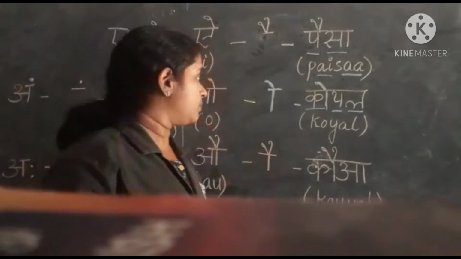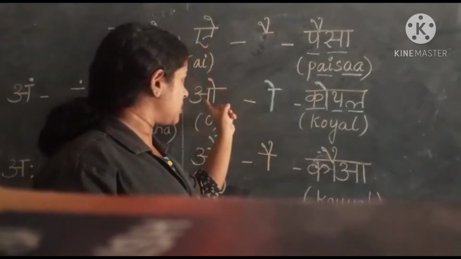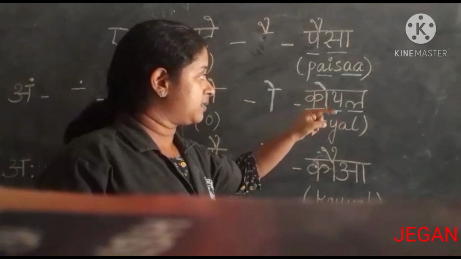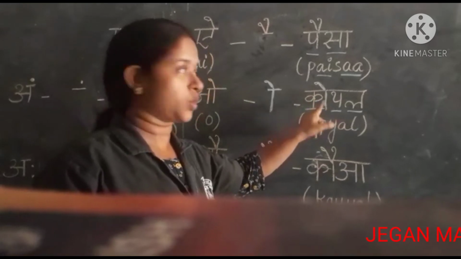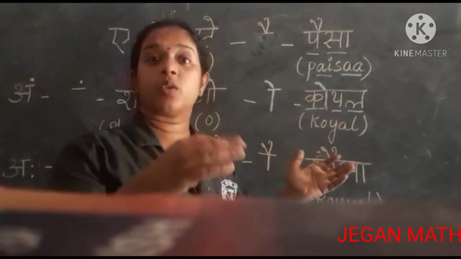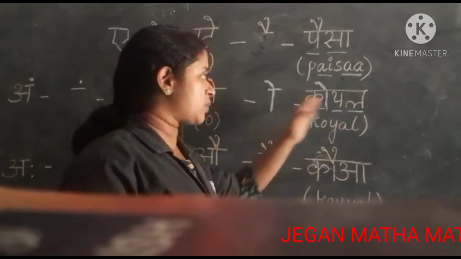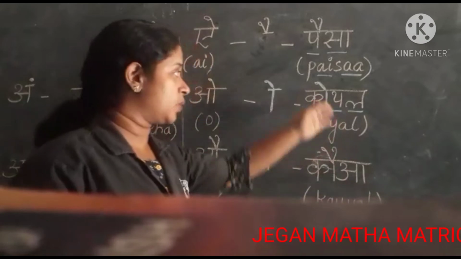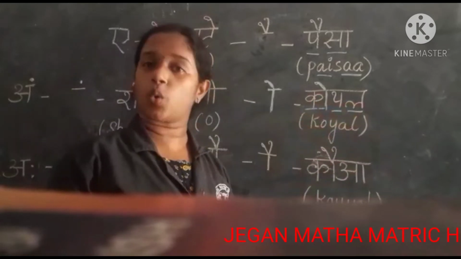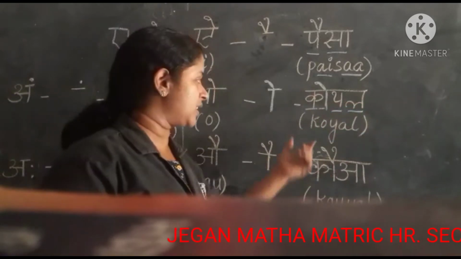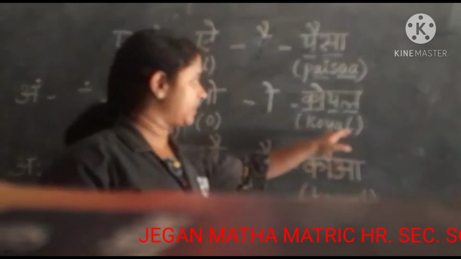So that O. Okay, so the symbol of O is used in this word. It is used with the consonant ka, so ka will become ko. From ka it will change to ko. That's why I will pronounce this word as Koyal. Ko-ya-la. Koyal. So to understand it better, I have written it in English also.